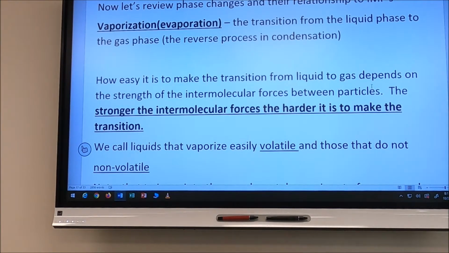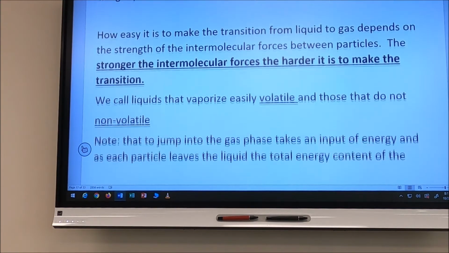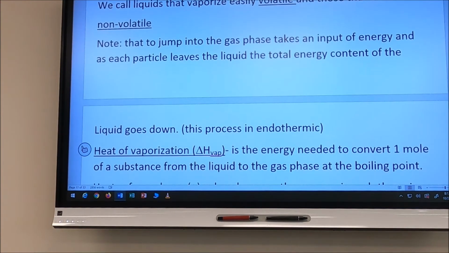Okay? Now, some terms that we use that you might have heard but not really thought about a whole lot are terms like volatile and non-volatile. Volatile here doesn't mean they're going to get mad really quick. Volatile means that it can jump into the gas phase fairly easily. Non-volatile means that this substance doesn't want to jump into the gas phase.